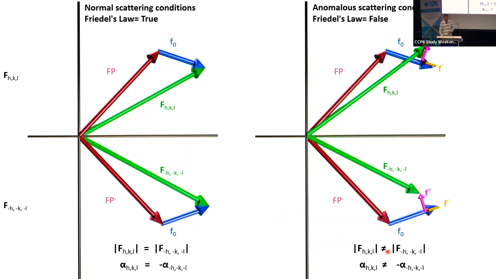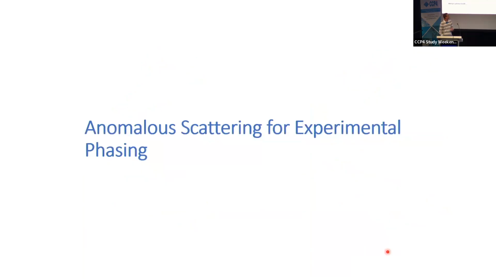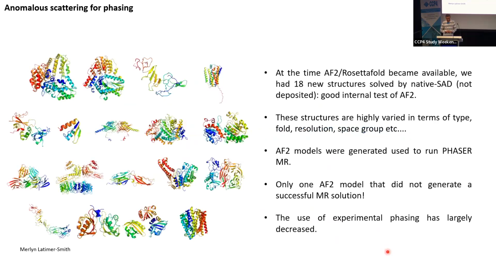Okay, now you can use anomalous data for experimental phasing. As it was said just before, the use of experimental phasing has decreased a lot. When AlphaFold came, since I'm working on a phasing beamline, we had a few structures solved by native SAD, structures that couldn't be solved by molecular replacement with deposited PDBs. They are very different, very diverse structures. And we had at that time around 18.